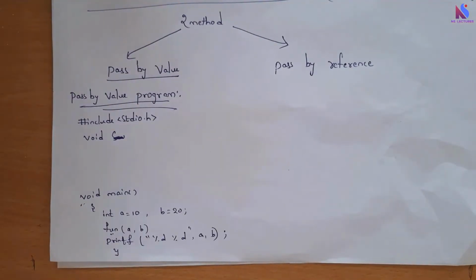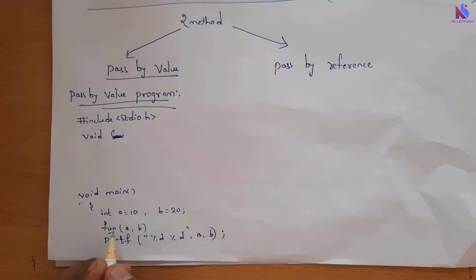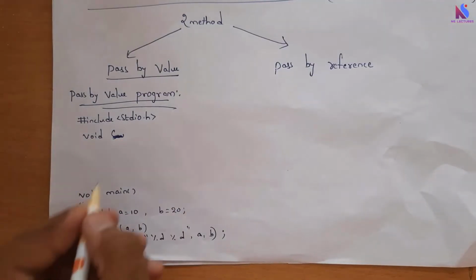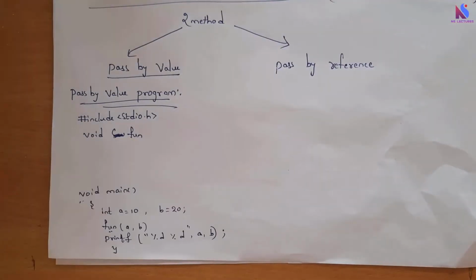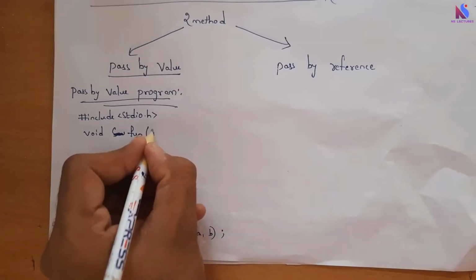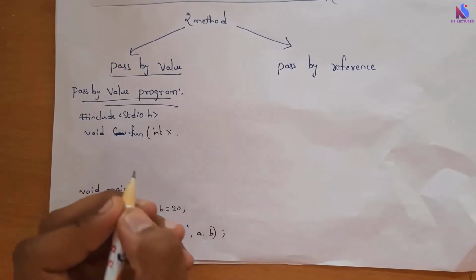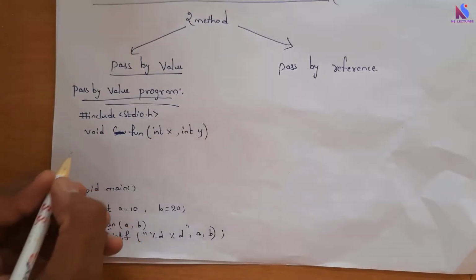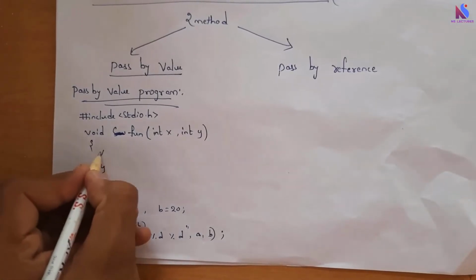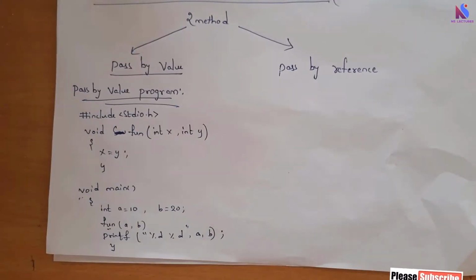Here I gave my function name as fun, so now I am writing code for this function fun. I am passing 2 parameters to this function: one parameter is int x, another parameter is int y. Now inside this function I am writing x is equal to y. This is the program for pass by value.